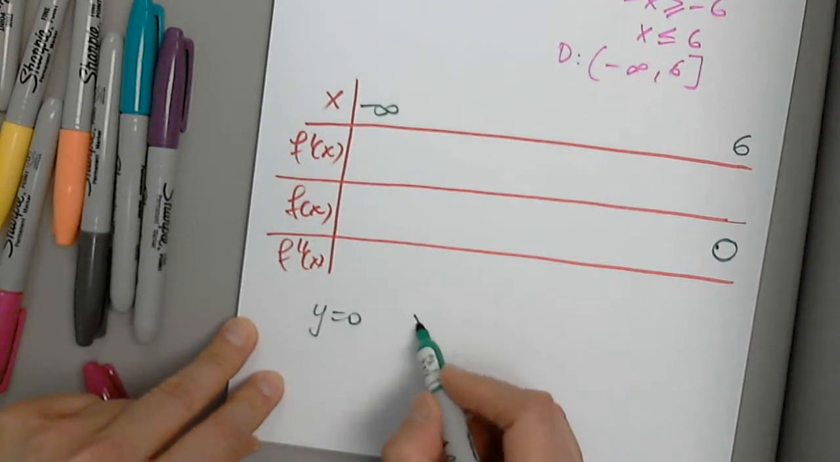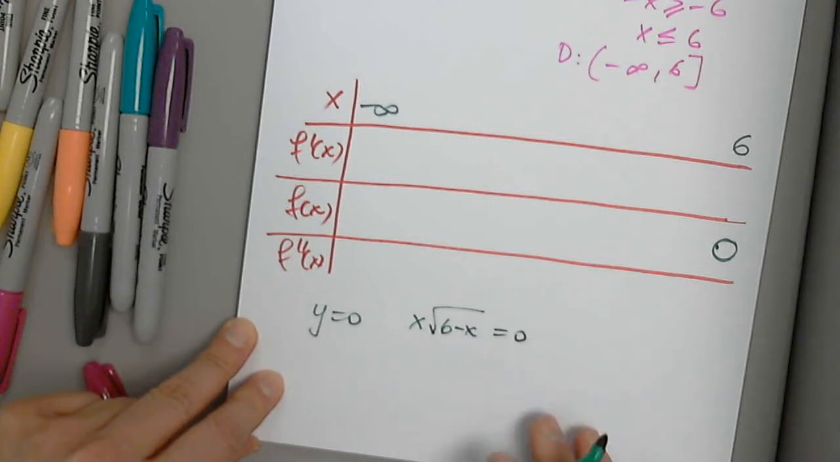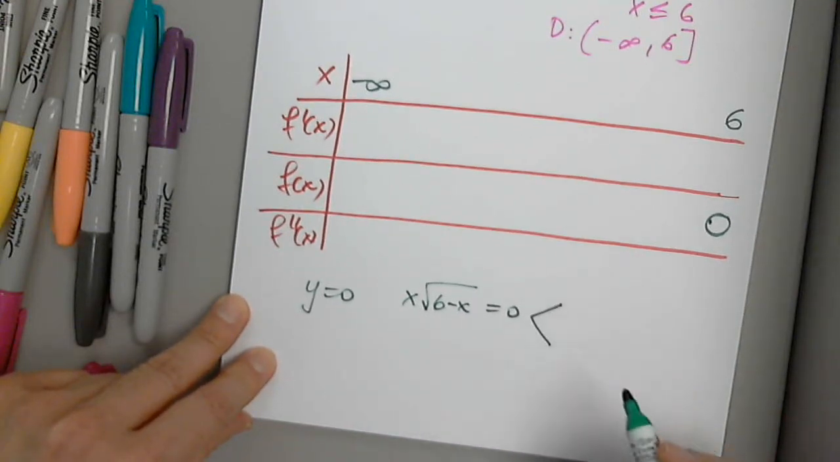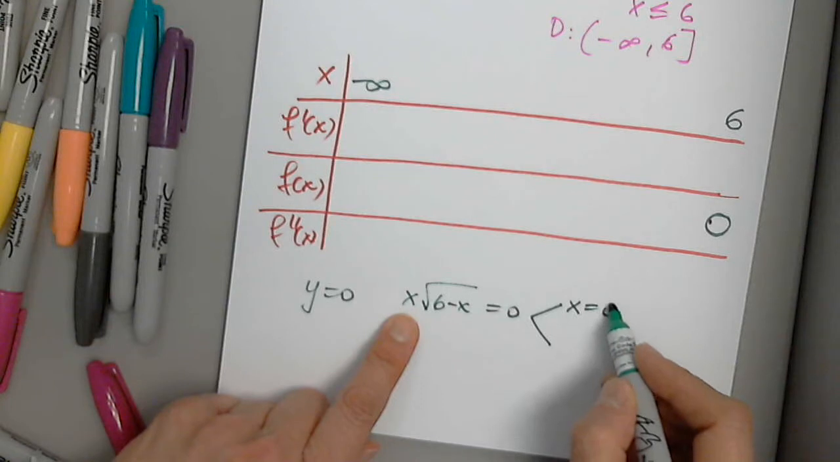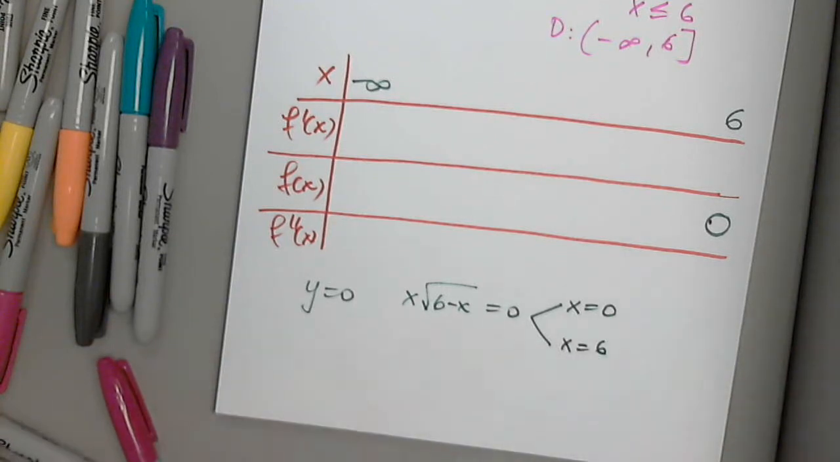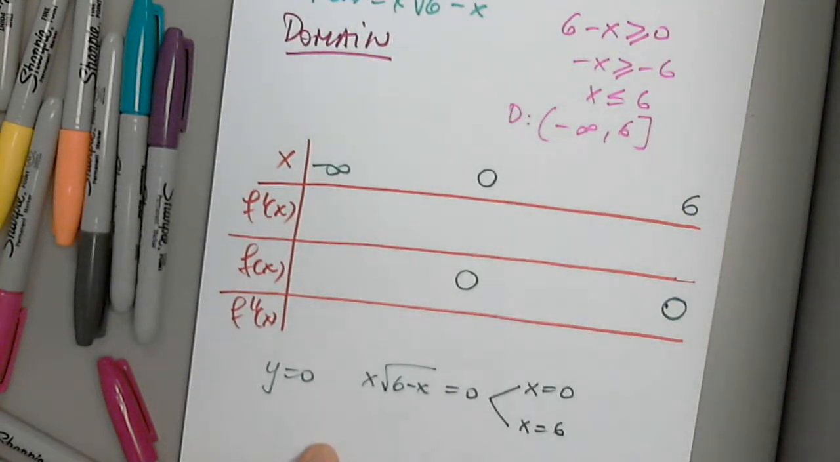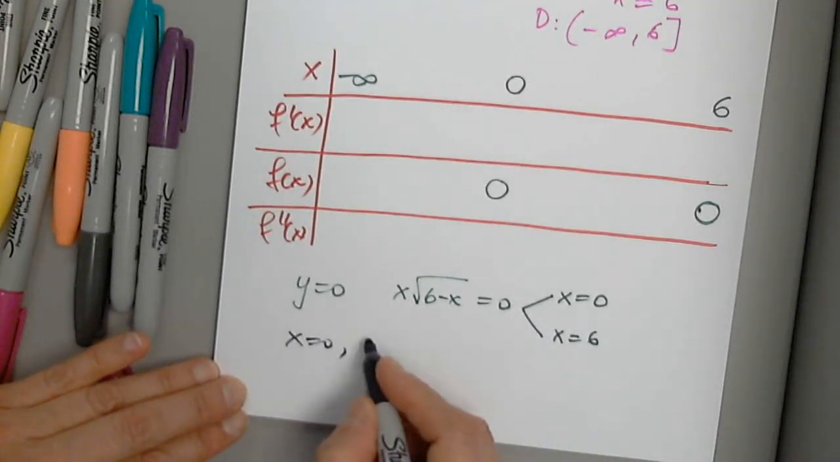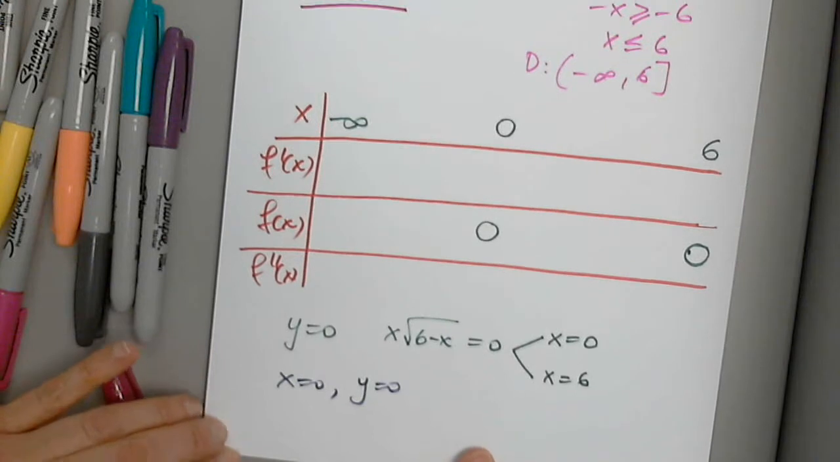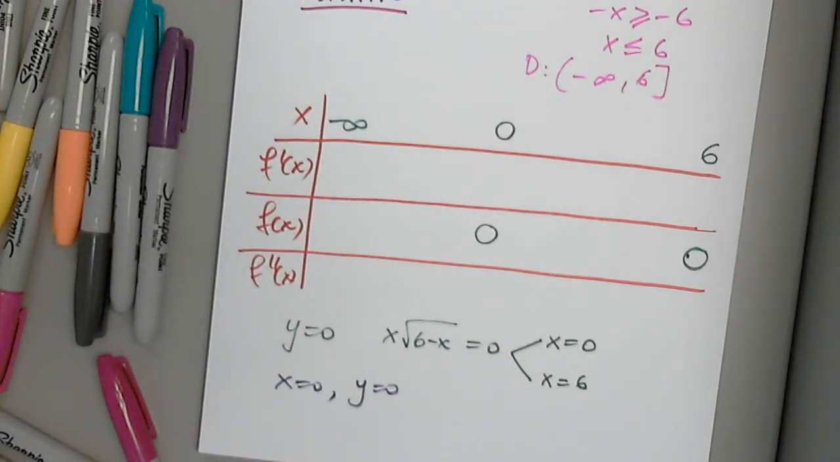So y equals 0 means x times the square root of 6 minus x equals 0. And there are two options. I hope you agree. One option comes from x equals 0, and the other option we already established comes from x equals 6. So somewhere in the middle, I put 0, and I put 0. So this function has two x-intercepts. It happens that this is also the y-intercept, because if I want to determine when x is 0, I get y equals 0 already. So I determined the x and y intercepts.